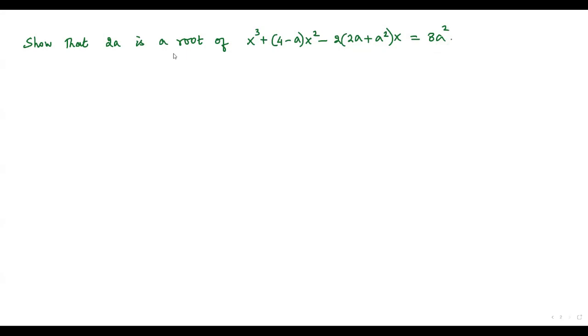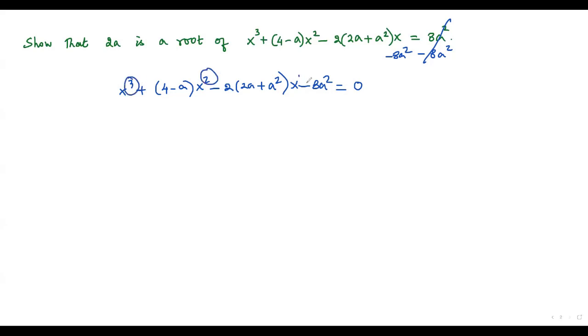So now I'm going to subtract 8a² from both sides of this equation. When I do so, the positive 8a² and 8a² cancel. Then the resulting equation will be x³ + (4 − a)x² − 2(2a + a²)x − 8a², and on the right side it cancels, giving 0. Now this equation is in standard form because the exponents are in descending order, from greatest to least: 3, 2, 1 and the constant term. Okay, now we have the equation in standard form.